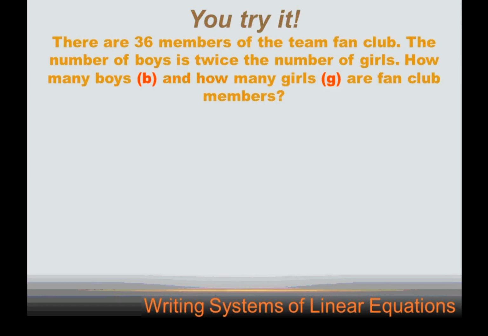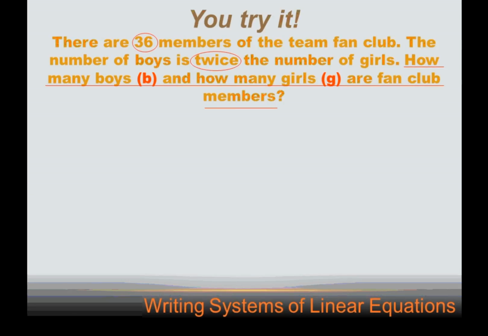Okay, there are 36 members of the team fan club. The number of boys is twice the number of girls. How many boys and how many girls are fan club members? Well, the first thing I did was throw some variables in here. Let's call the number of boys B and the number of girls G. And then I really think it's awfully helpful in word problems if we C is CC. So I circled the number, which is 36, and I also circled twice because twice is a number. It's 2 times. And then I underlined the question, how many boys and how many girls are fan club members?